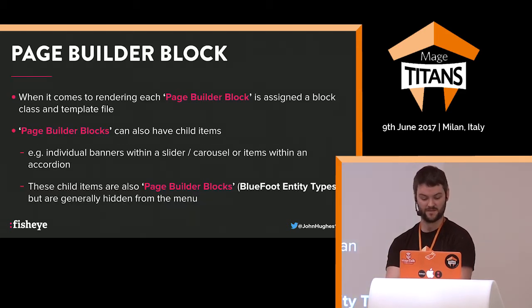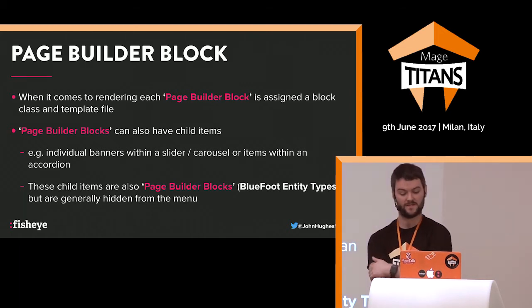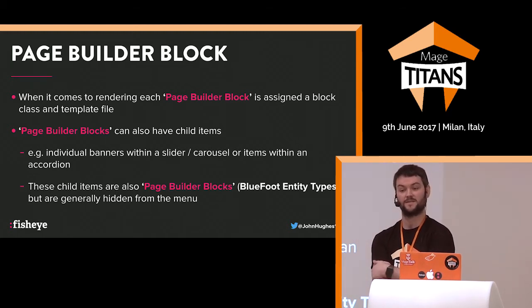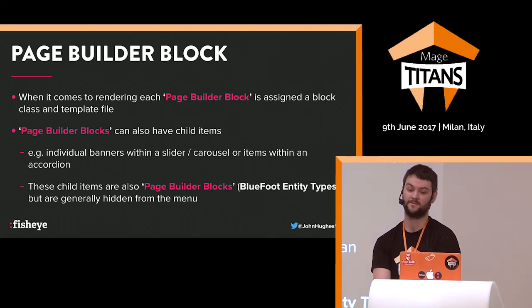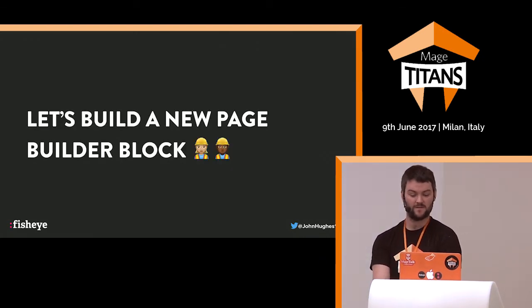So aside from attributes, EAV data, page builder blocks are also associated to a block class and a template file. Additional data can also be set, such as the icon you see in the menu or the menu group it's in. Further to this, they can also have child blocks. An example of this might be an individual banner within a slider or an item within an accordion. Okay, so that's our overview done.